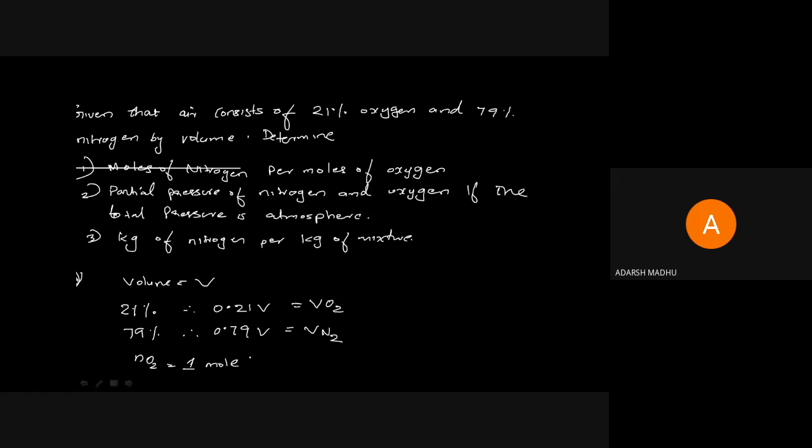So we want to find out, if the volume of oxygen in the mixture is 0.21 V and that of nitrogen is 0.79 V, and the number of moles of oxygen is 1 mole, then what is the number of moles of nitrogen? nN2 is to be found out for the first question. So how can we find it?